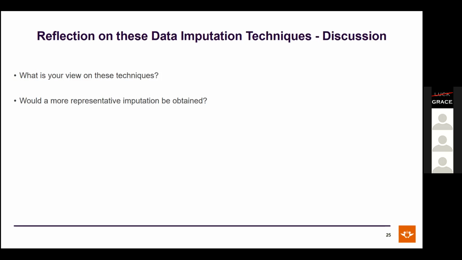So here we're asking, what is your view on regression methods and multiple imputation? And would you get a more representative imputation if you use any of these techniques?